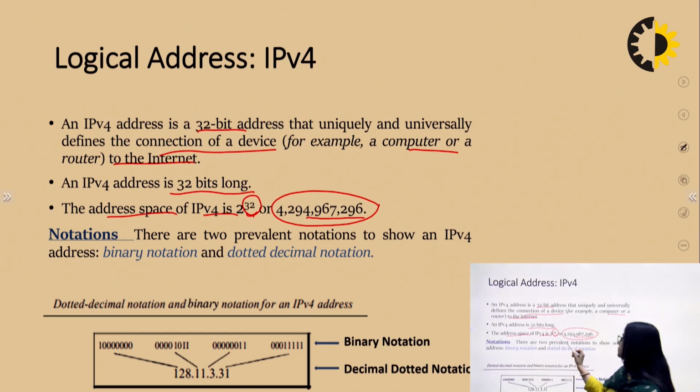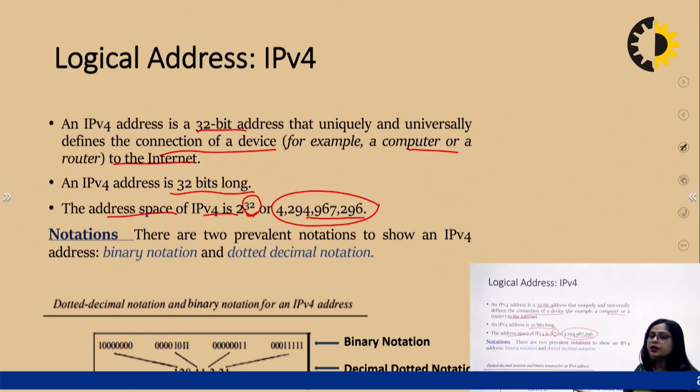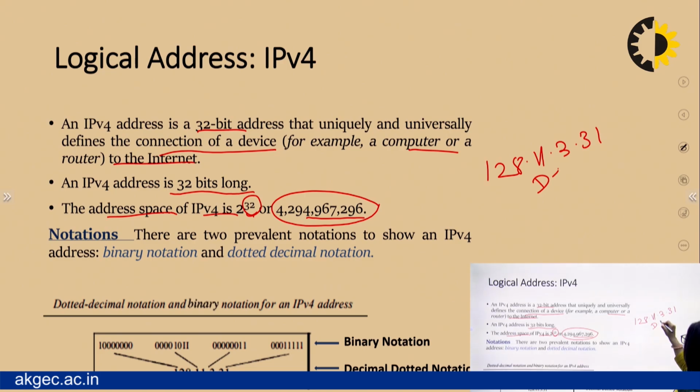There are two prevalent notations to show an IPv4 address. How is an IP address represented? There is a notation for IP addresses: this is the binary notation and this is the decimal notation. Decimal notation is, for example, 128.11.3.31.